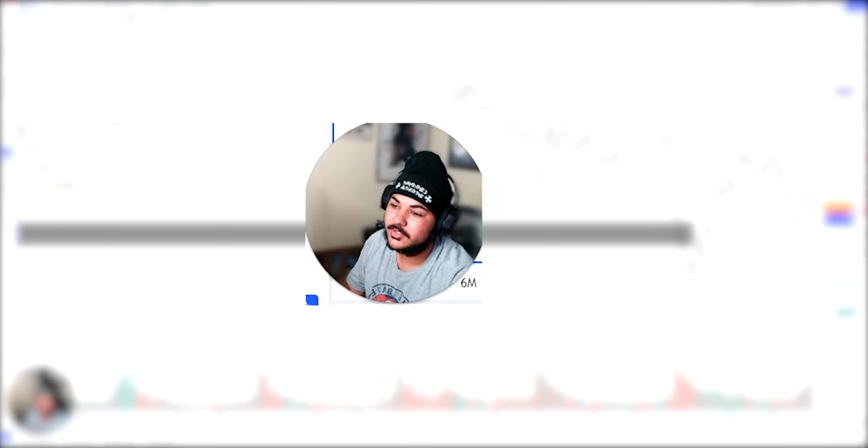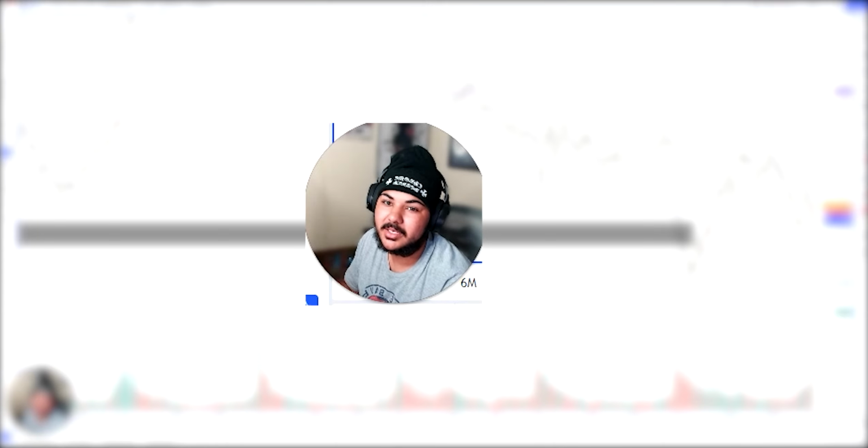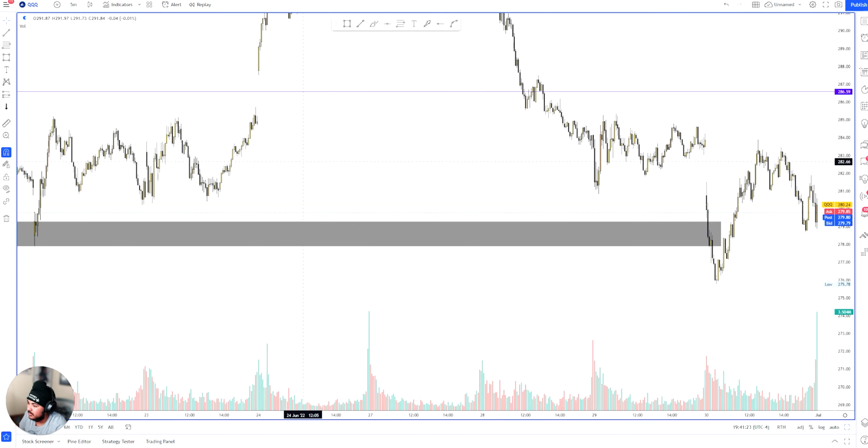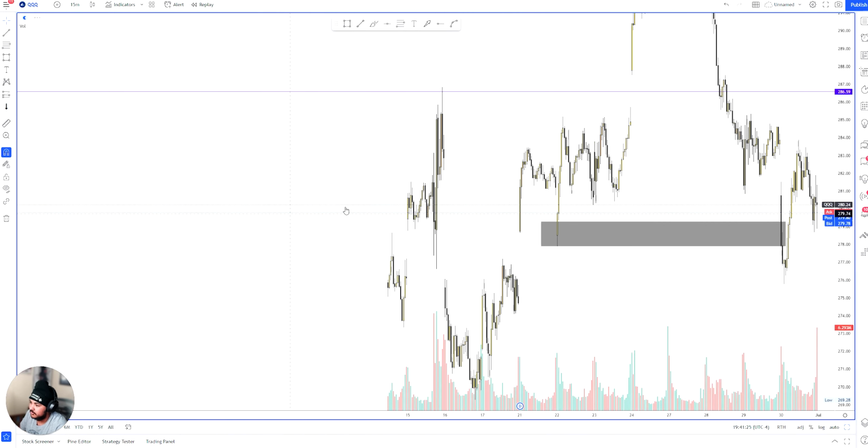So today we're going to be going over some trades I took today and just talking about how to execute supply and demand once it breaks through or invalidates your zone. And I'm going to be showing you guys an example of a trade I took today where that would have been true. So let's just go over why I drew the zone on QQQ.